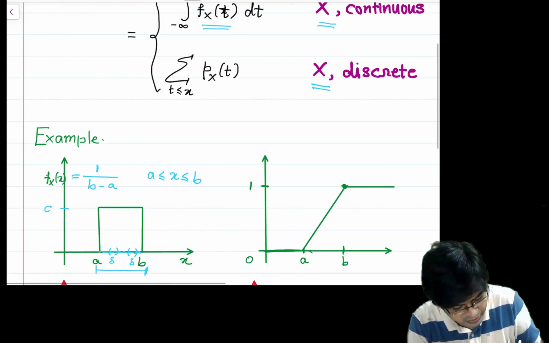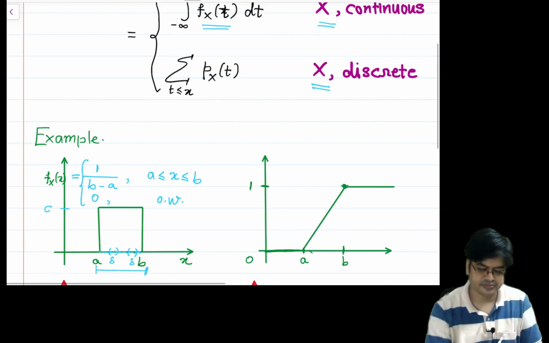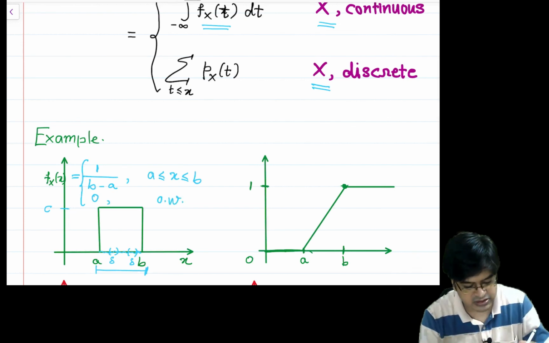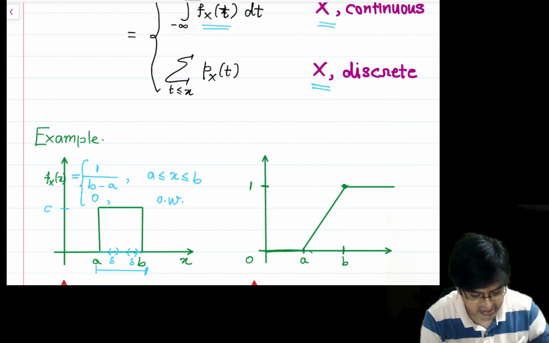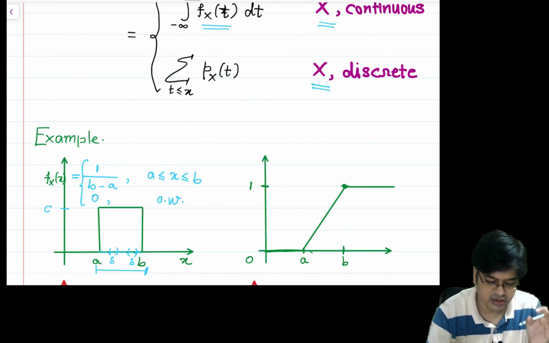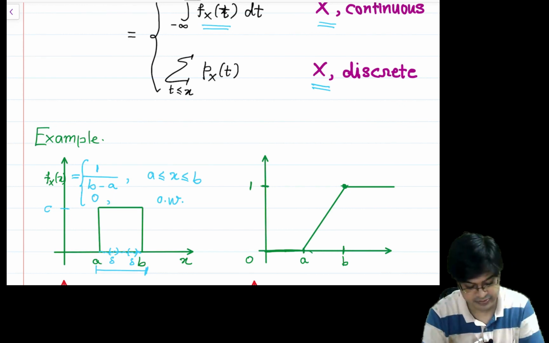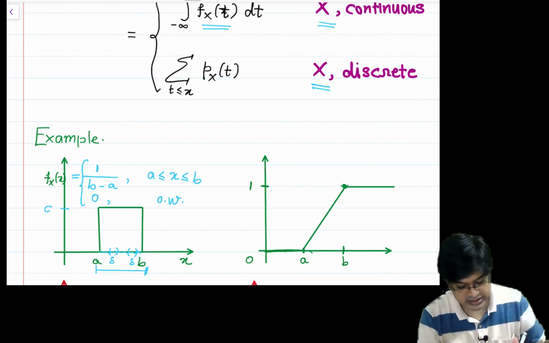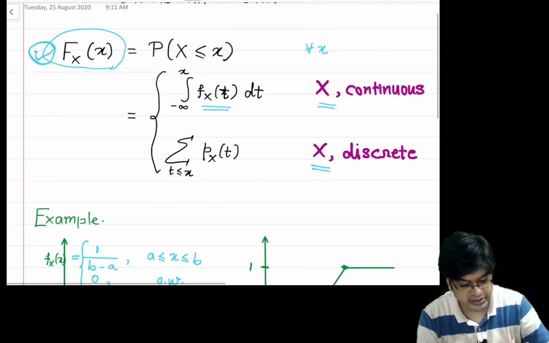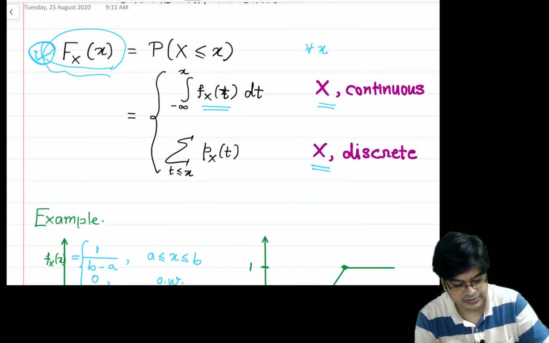And if you don't want to lose any mark, you can be more precise: 0 otherwise. Okay, so this is how I will describe the probability density function of a random variable X, which is a continuous uniform random variable. Now let us consider the newly defined CDF for this f_X(x).